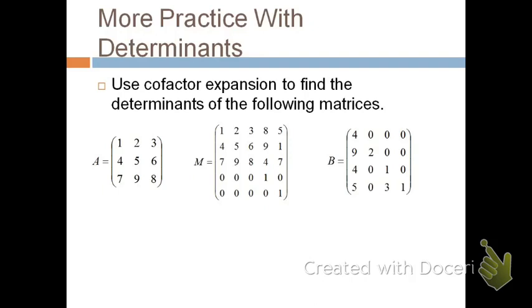Now, I would like you to look at the matrices A, M, and B, and use cofactor expansion or any rules or theorems that we have seen to find the determinants of these matrices.